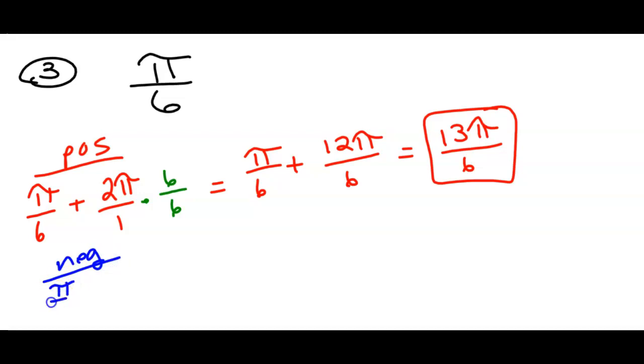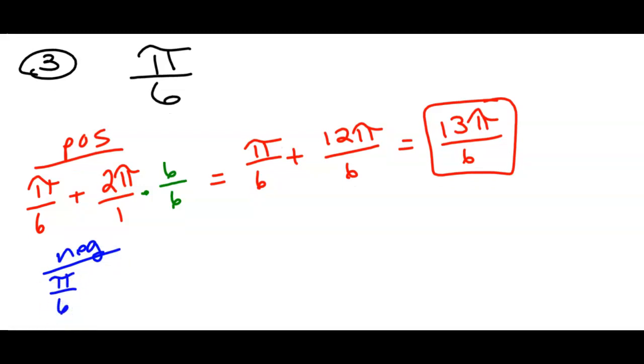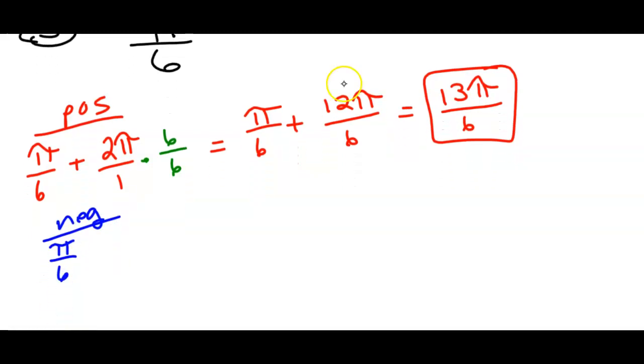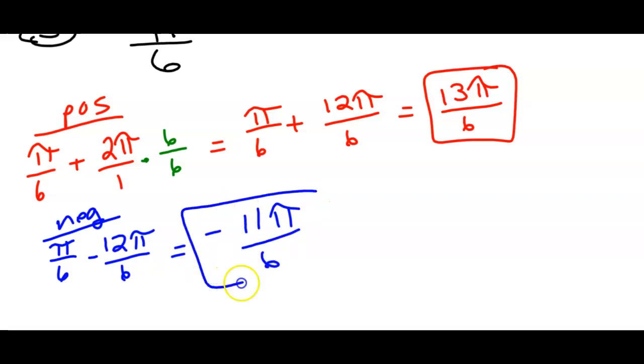And then for my negative, again, take your pi over 6. Now you're going to subtract a rotation. Well, I'm going to go ahead and just use this 12 pi over 6 because I've already found my common denominator, minus 12 pi over 6. You always want to leave pi in your answer. You do not multiply it out.